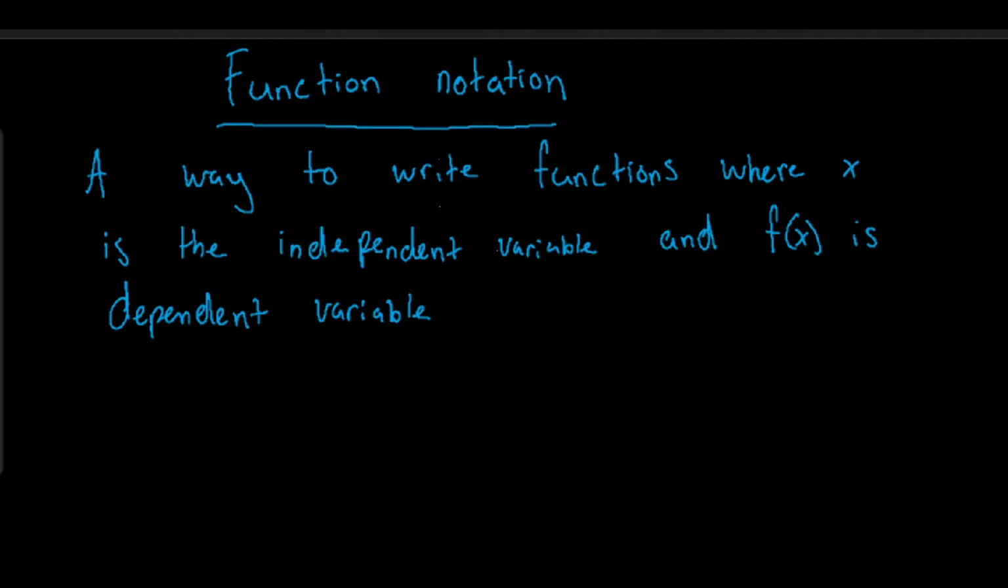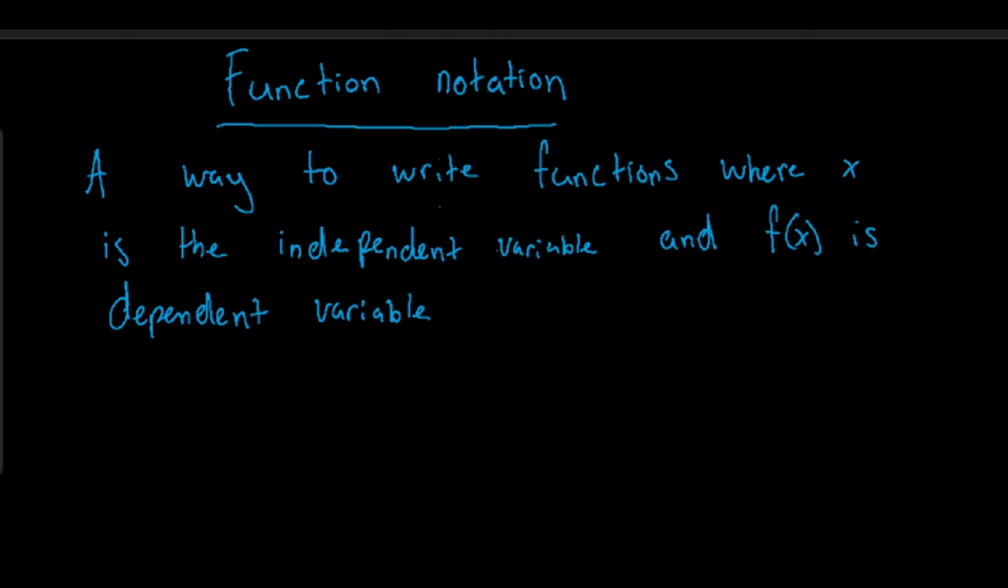Today we are going to be learning about function notation. Function notation is a way to write functions where x is the independent variable and f of x is the dependent variable. Now, what is an independent variable and what is a dependent variable, you may be asking?